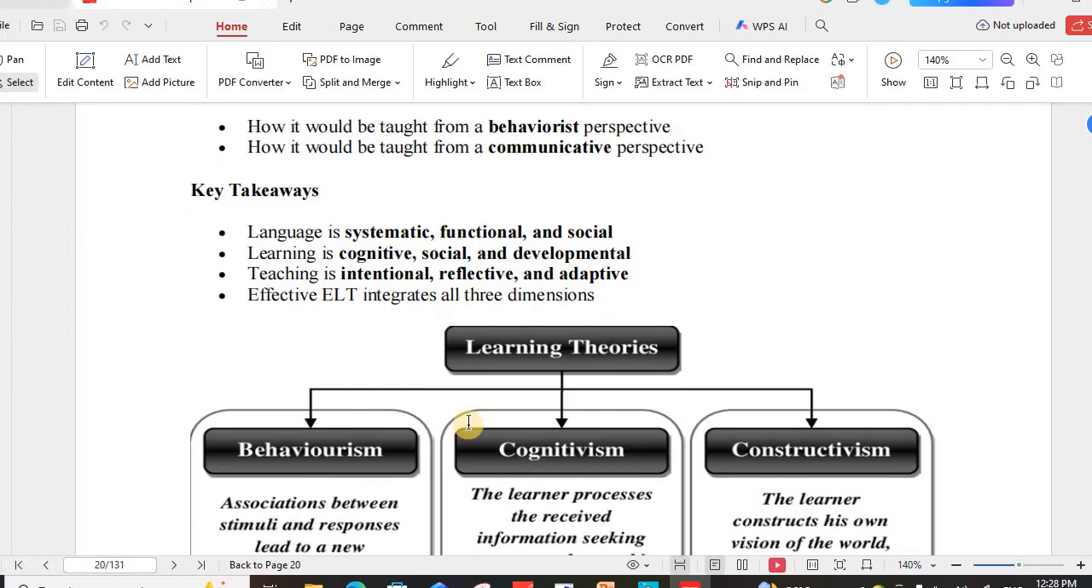Now we come to the key takeaways: language is systematic, functional, and social. Learning is language learning, teaching, and effective ELT integrate all of them. Language, learning, teaching. Language is systematic, functional, and social. Learning is cognitive, as there is knowledge; social, interaction in society; and developmental. You see how you discover a new thing and then you develop. Teaching is intentional, there is an intention behind it, reflective and then adaptive.